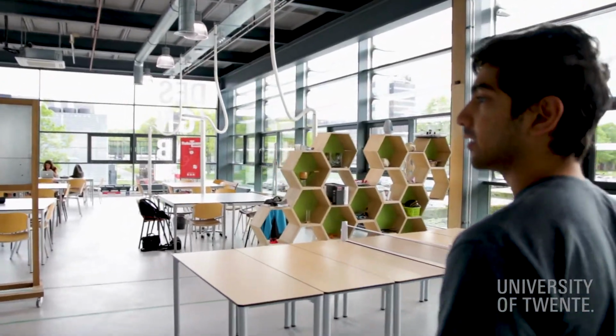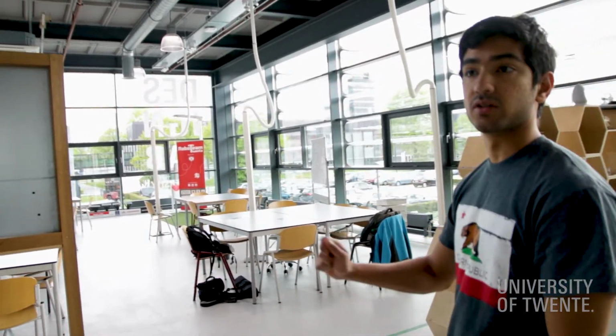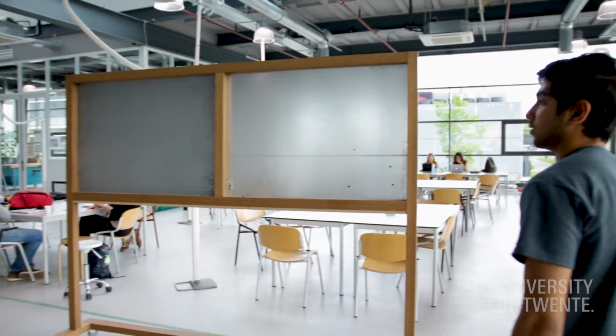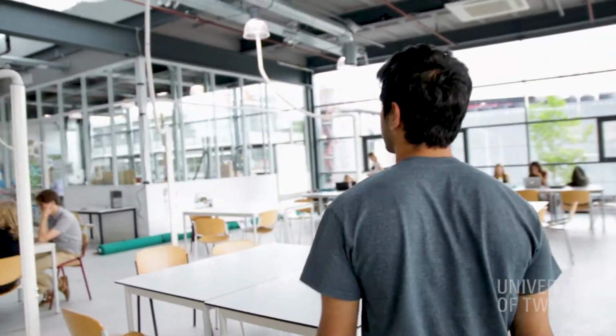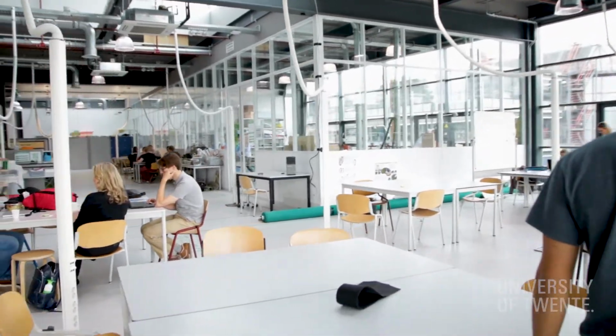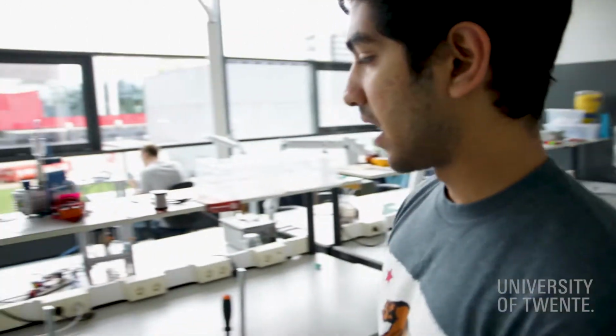Going this way, we now have the conceptualization area where there are project tables with whiteboards that students can use and write down their notes with their brainstorms and their doodles. Followed by the prototype area with the M and the E workshop. We're now going to go to the E workshop. E workshop has facilities like 3D printers, laser cutters, and desks for you to work on electrical soldering.